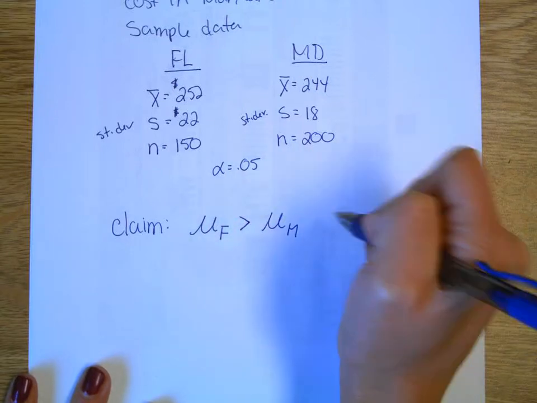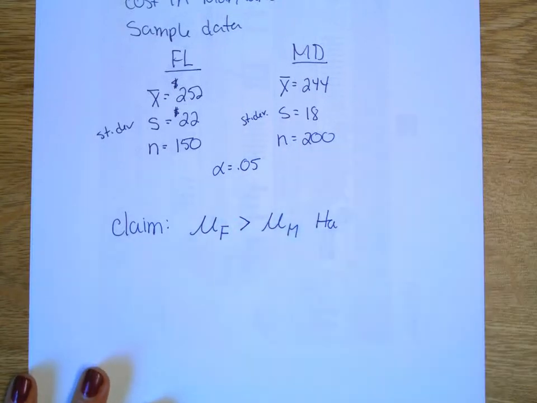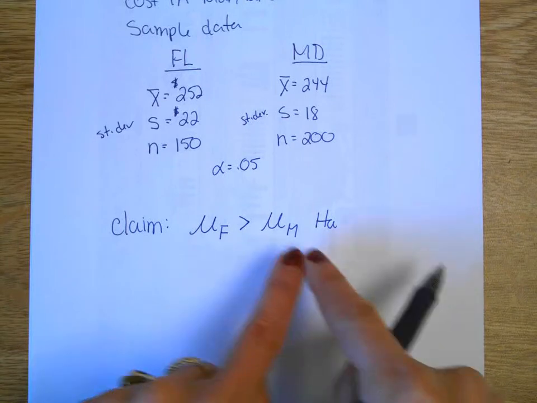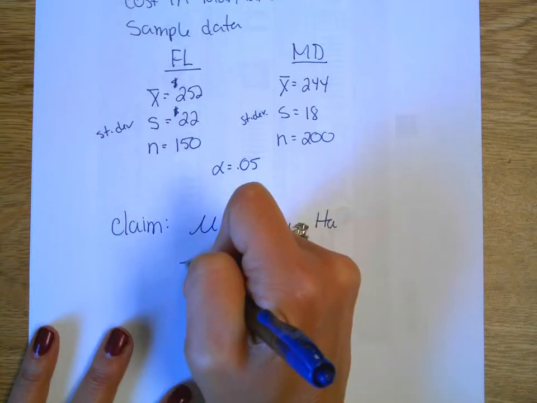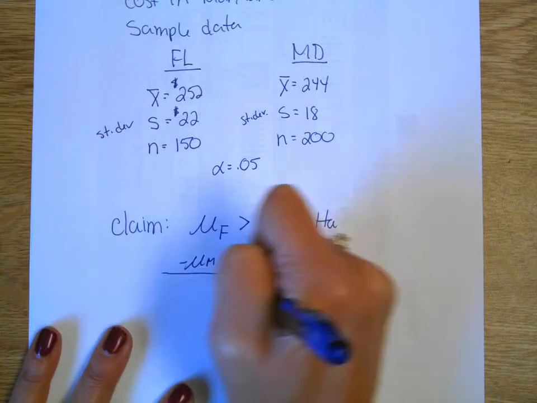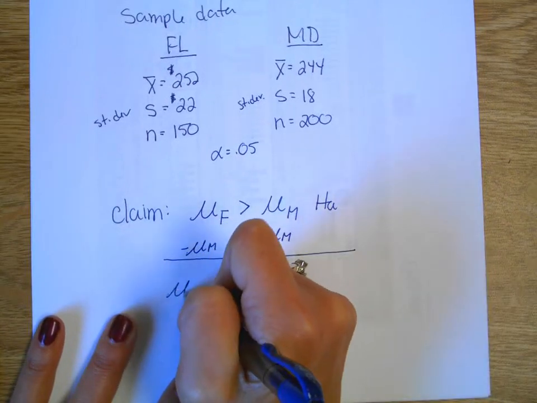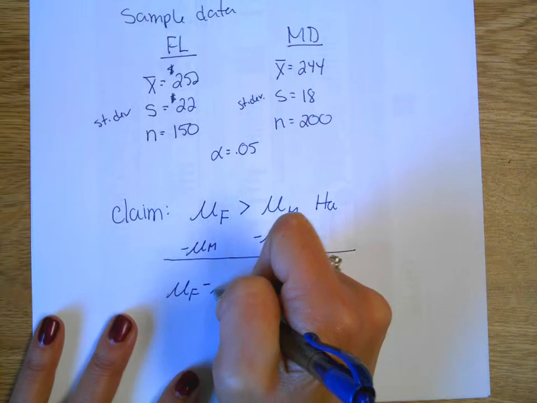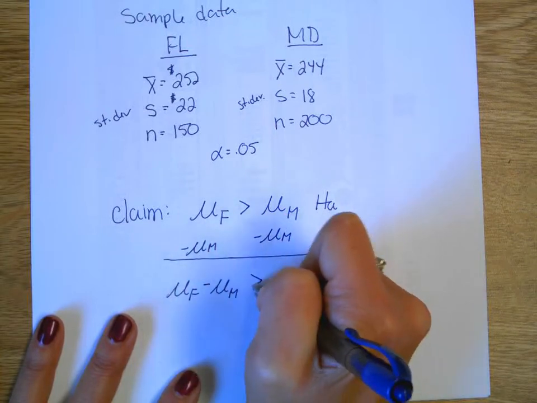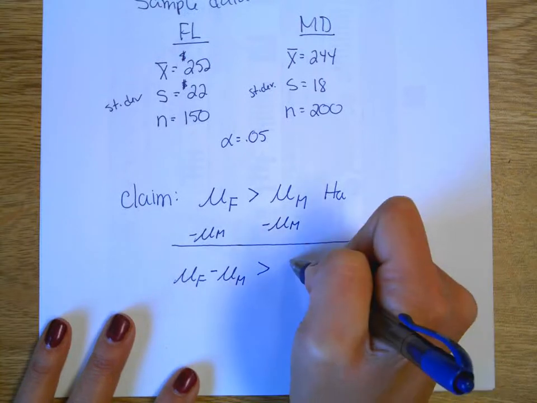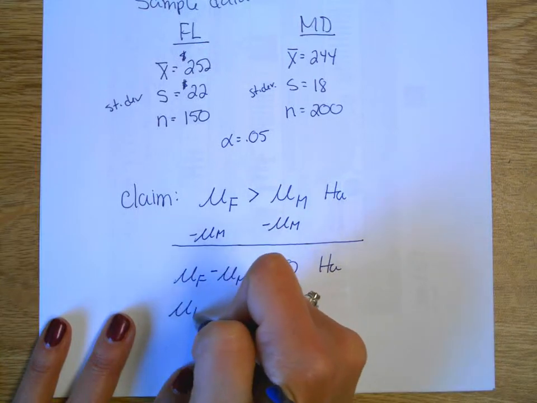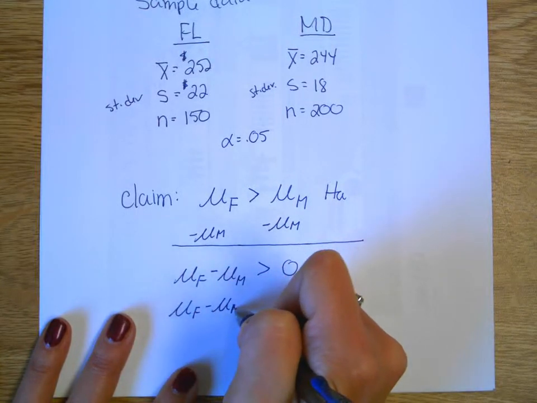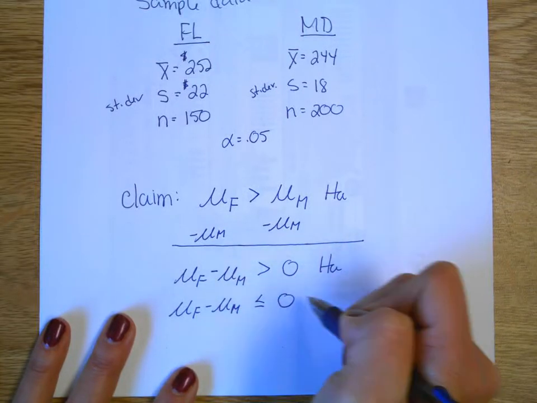Making this the Ha. Now we want to write it as a subtraction. Does it matter which one I subtract? No, but I'm going to bring it over to the left, so I'm going to choose to subtract the average of Maryland from both sides. So as a subtraction, it's going to be the average from Florida minus the average from Maryland is greater than 0. So then the Ho, which we're going to test, is going to be less than or equal to 0.